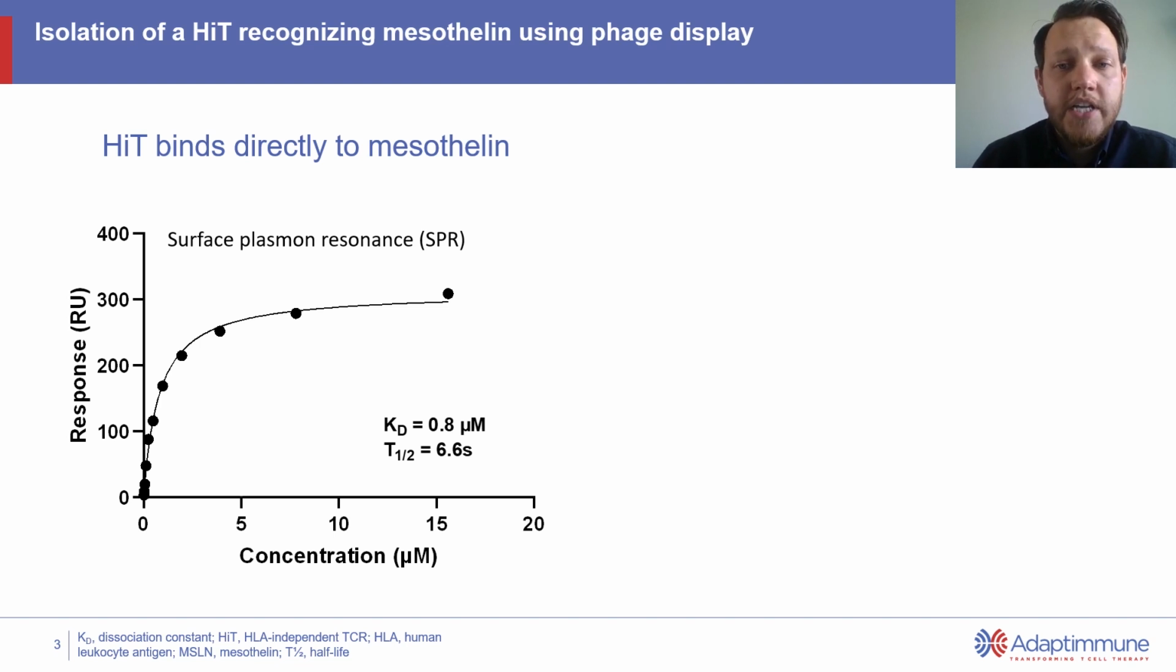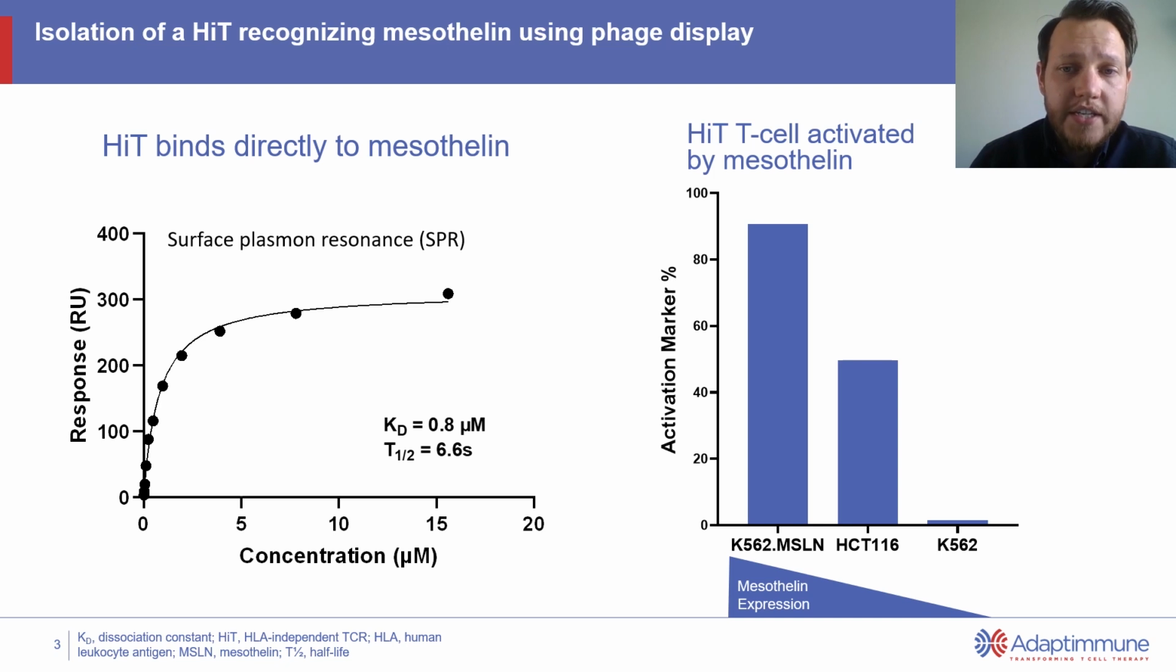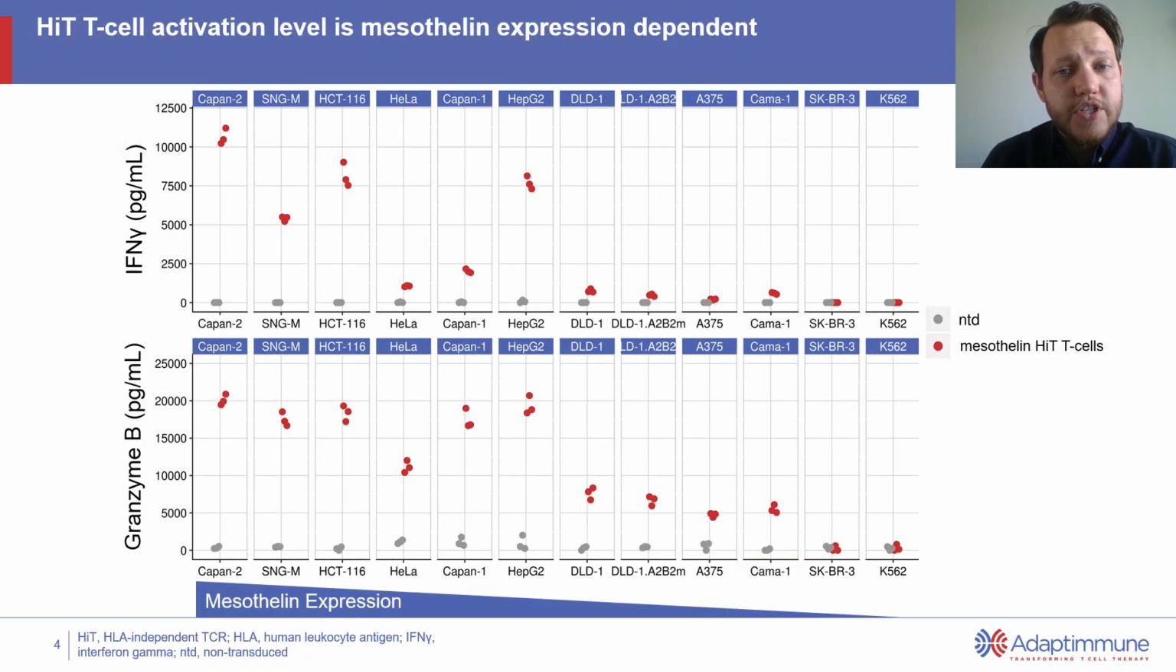Next, we determined if our HIT could elicit activation in a T cell. We transduced our HIT into Jurkat T cells and measured mesothelin-dependent activation. No activation was detected with our K562 control cells. Activation was detected with our mesothelin-positive HCT116 cells, and significant activation was detected when K562 cells were transfected with a mesothelin-expressing vector.